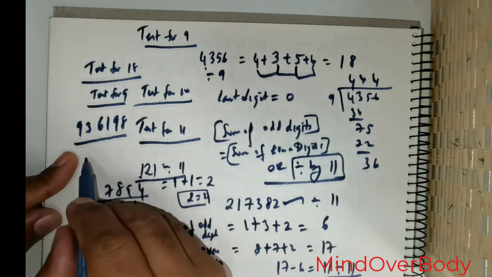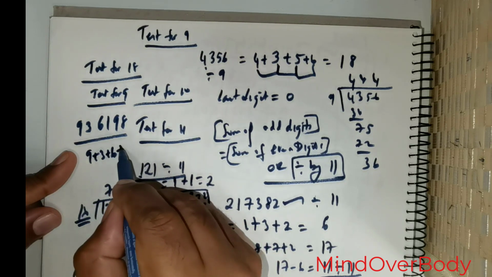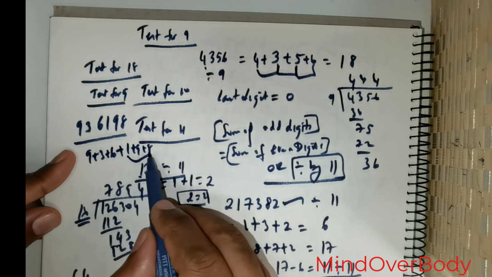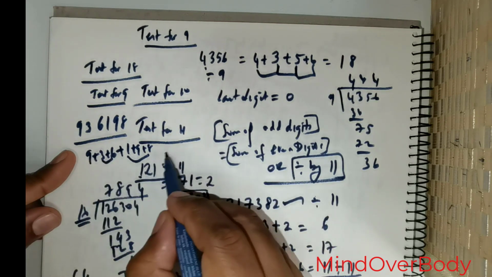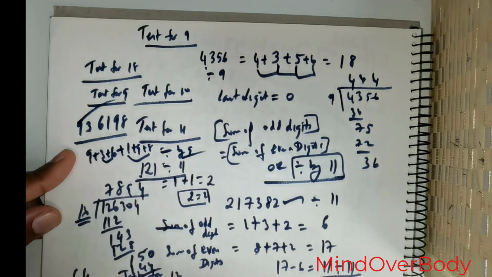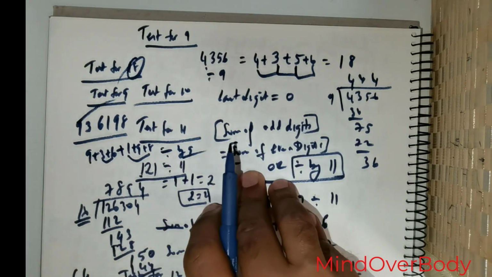So I need to add up the digits. 9 plus 3 plus 6 plus 1 plus 9 plus 8. Now 1 added with 8 will give me 9. So I have a 9 here, this is a 9 and this is a 9. So clearly this is divisible by 9. That means this number is divisible by 18. So that's the way you have to move forward.